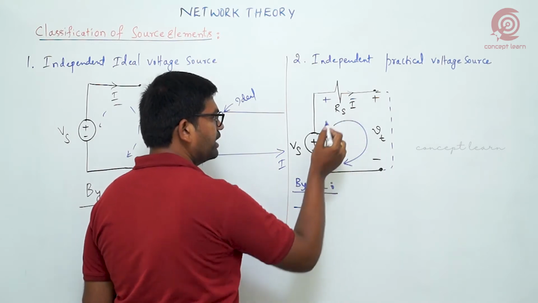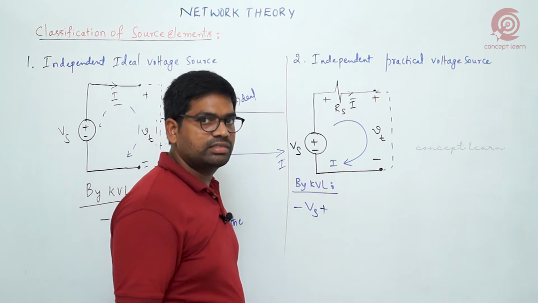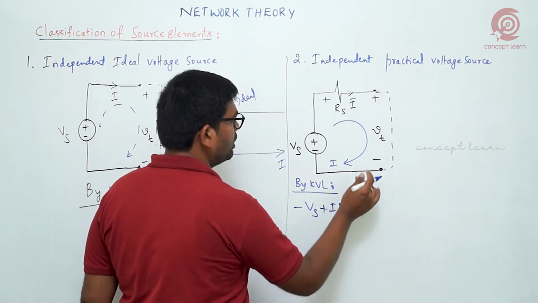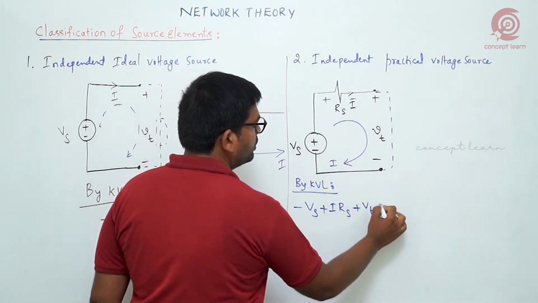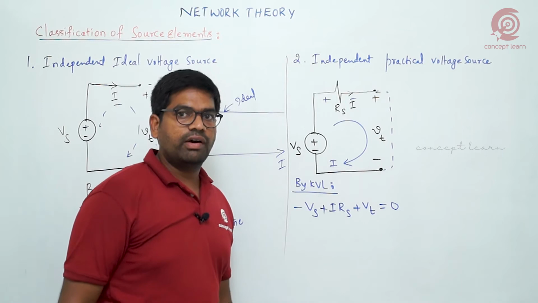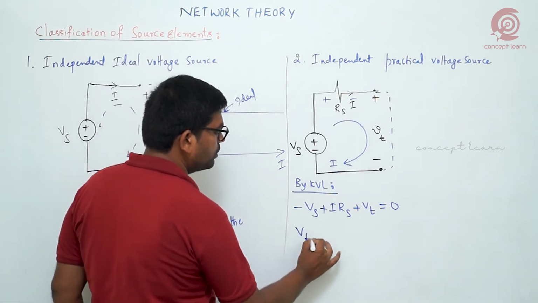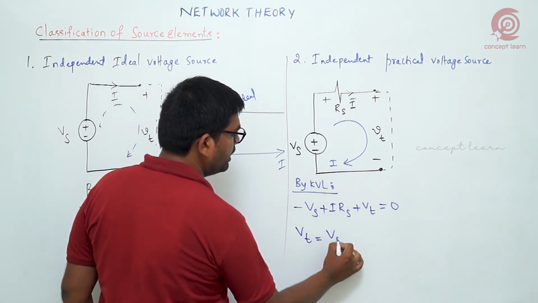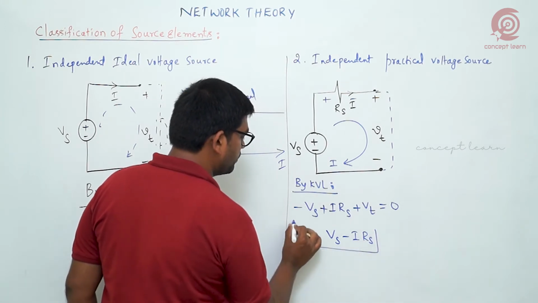So what is the voltage drop across the resistance? By using Ohm's law, we get I into Rs. Current entering into positive terminal means plus Vt will come, which is equal to 0. Now our intention is to write an expression for terminal voltage. So Vt is equal to, if I write these terms on the right hand side, Vs minus I into Rs. Look at this expression.